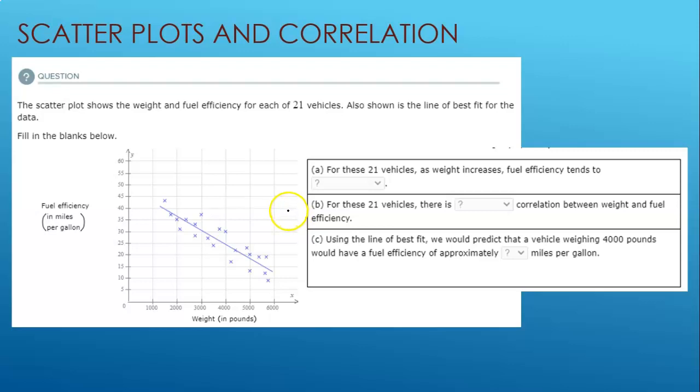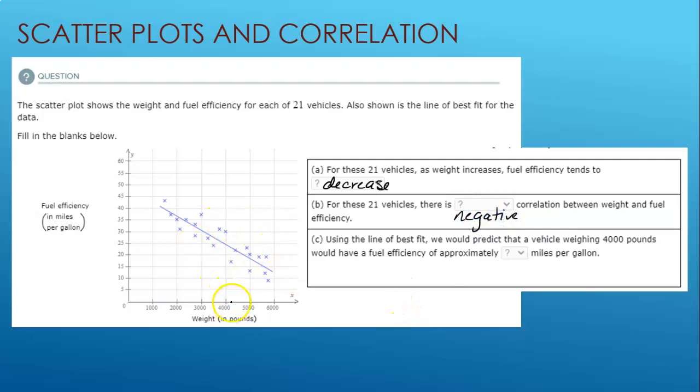So this looks really similar to what we just did. The questions are a little bit different. For these 21 vehicles, as weight increases, fuel efficiency tends to decrease. Remember, we talked about you can tell what that is because of the negative slope. That means there is a negative correlation.